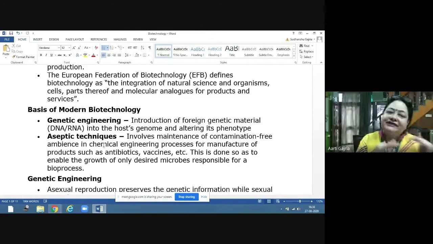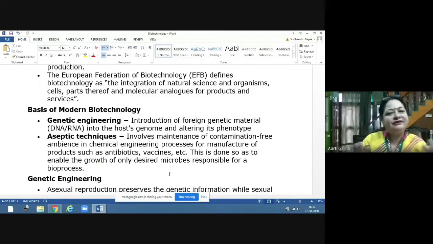Naturally, when the genes change, the phenotype will change, because now we know that what we are is because of our genes. How we look is because of our genes. Whatever appears, our external characters, are because of the genes. So if we are changing the genes, the phenotype will also change. So genetic engineering, in simple ways you can understand, is the introduction of foreign genetic material into the host genome and altering its phenotype.